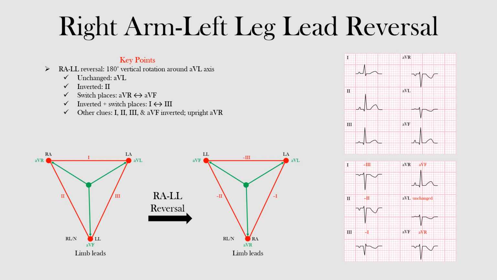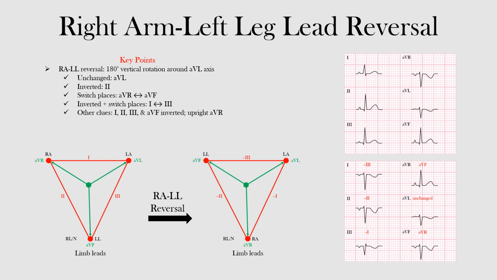Remember, the goal for us is to be able to see why these EKG changes occur and then be able to reason them out on our own instead of memorizing all the various aspects. We'll also mention a few things to keep in mind in order to spot this right arm, left leg lead reversal. So again, here we're looking at the right arm, left leg electrodes and what happens when they're reversed.